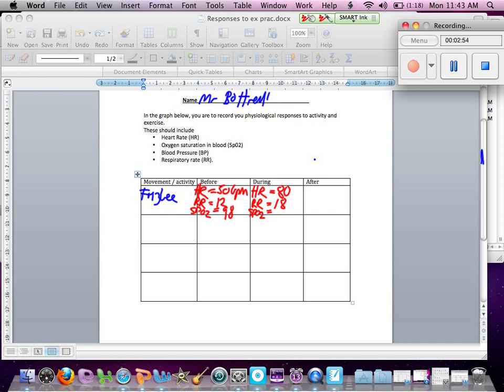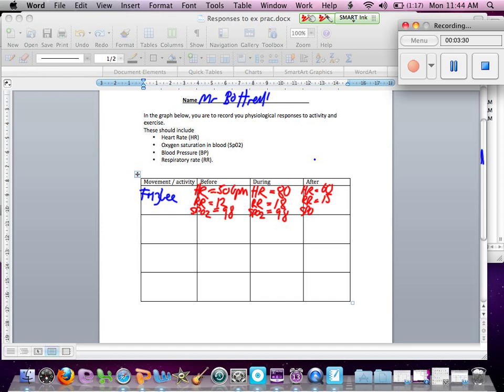After the activity, I've finished, I'm not doing anything more, and I sit down and have a rest. My heart rate would drop, let's say down to 60. My respiratory rate would have dropped also, because my heart rate has dropped. My body doesn't need as much oxygen after the activity, so it's gone down to, let's say, 15. And my SpO2, my saturated oxygen in my blood, what do you know? It stayed the same.